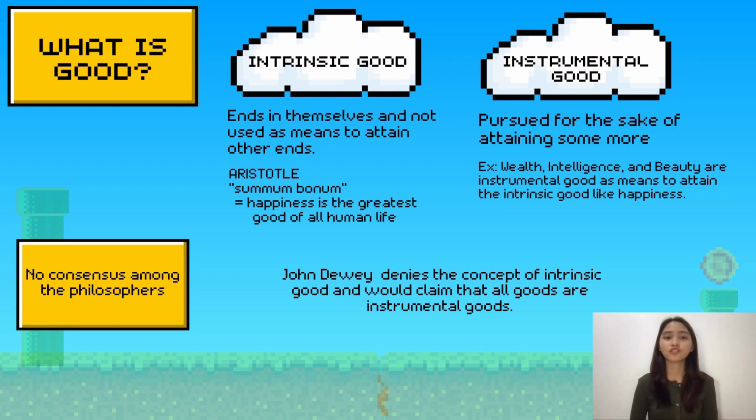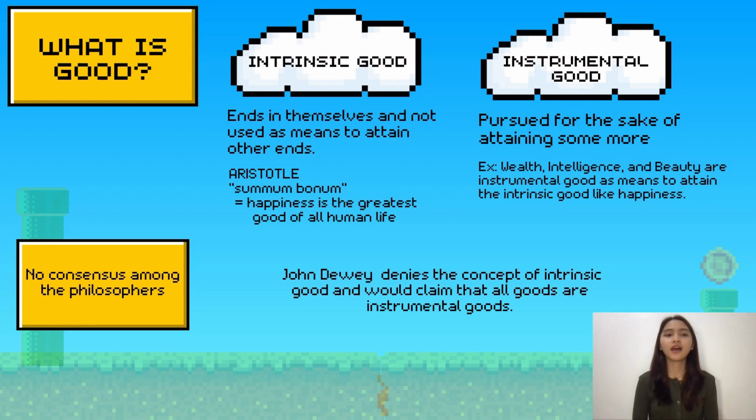Intrinsic good and instrumental good are used by moral philosophers when dealing with the moral concept of good. Think of intrinsic good as the necessary good. Intrinsic good is good in itself, while instrumental good is something useful and meaningful because it leads to something more valuable.